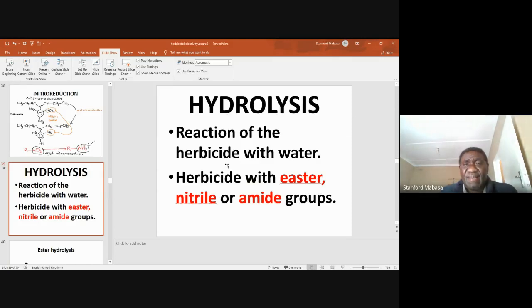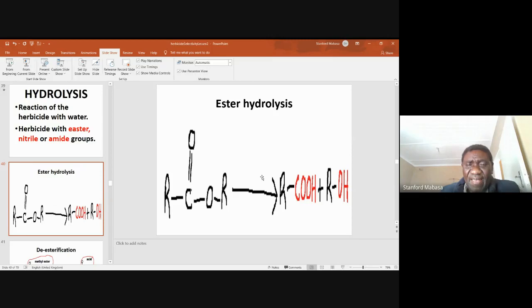Then we've got hydrolysis, the addition of water, which can lead to breakdown of herbicides. This can happen if we have got an ester, or a nitrile, or amide groups. This bit shows what an ester looks like. It can break down to an acid and an alcohol.